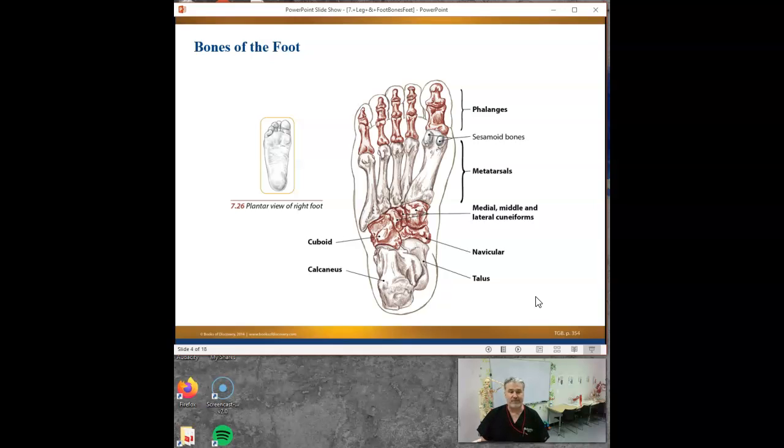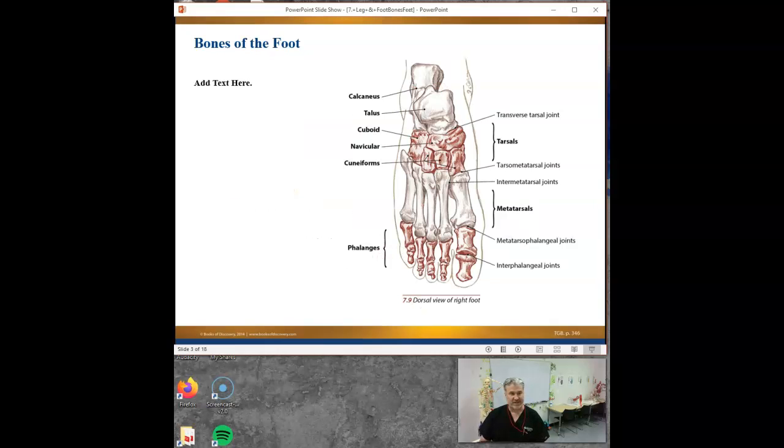This is a bottom view. Yes, Mr. Blygen, please. Can you go back one slide? Of course I can. So with the tarsals, like with the carpals, isn't there one bone that's prone to be broken when somebody breaks their wrist? Like the more common bone that's broken, is there one like that in the tarsals?